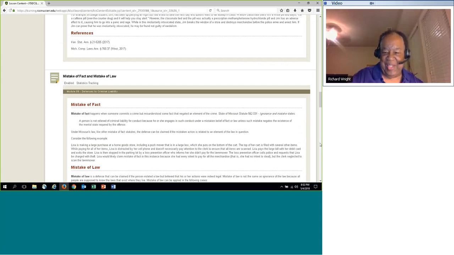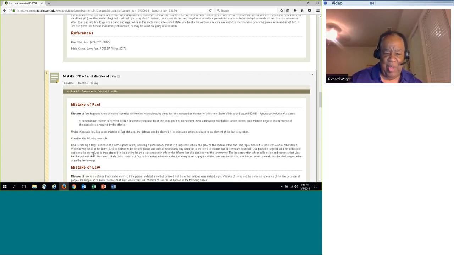You'll see this in the state of Missouri, which says a person is not relieved of criminal liability for conduct because they engage in such conduct under a mistaken belief of fact or law, unless such mistake negates the existence of the mental state. Under Missouri law, like other mistake of fact statutes, the defense can be claimed if the mistaken action is related to an element of the law in question. It has to be an element of the crime itself.